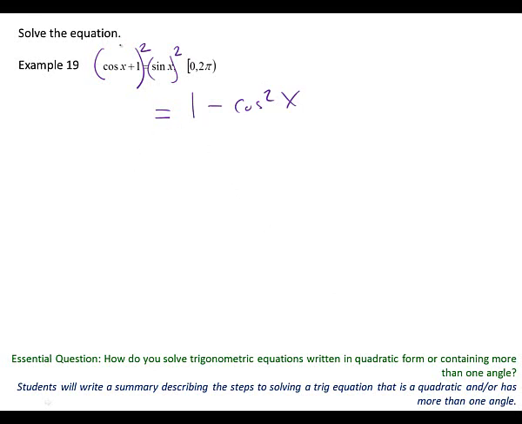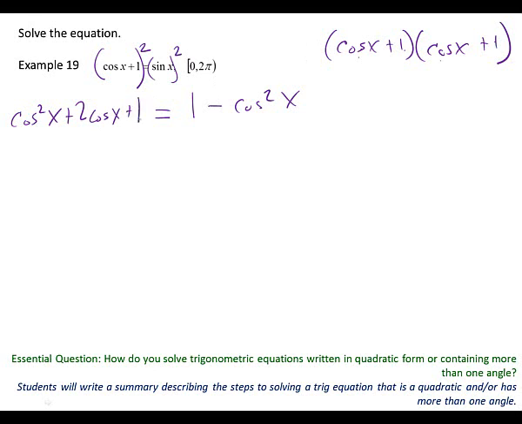All right. This thing here means let's FOIL it. Okay? So we've got cosine x plus 1 times cosine x plus 1. I'm just putting that over there so we can see it. I need to FOIL it. That's what squared means. So what's cosine times cosine? Cosine squared x. What's cosine times 1? Cosine. Cosine, and how many of those do I have? 2 cosine x. And then 1 times 1 is 1.